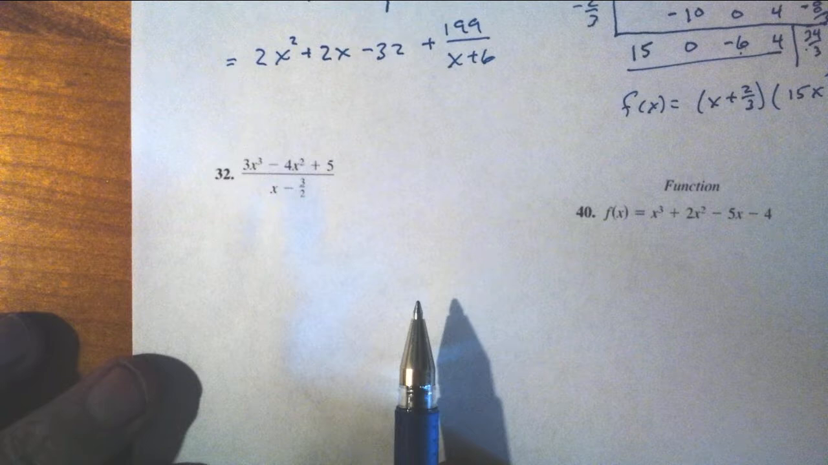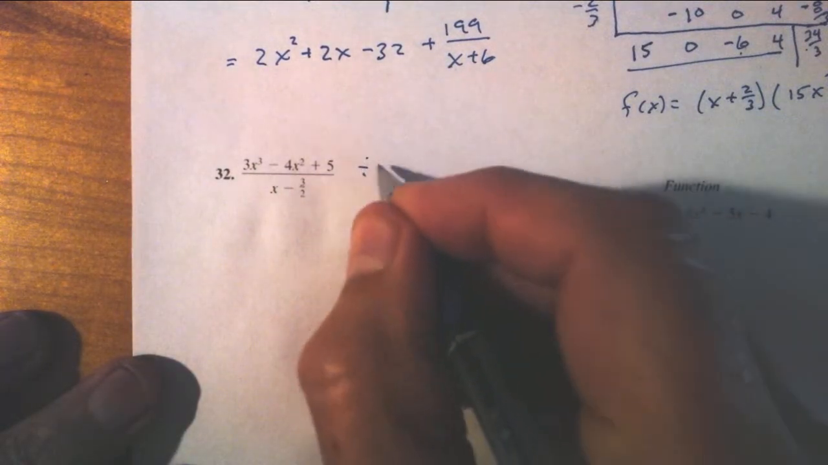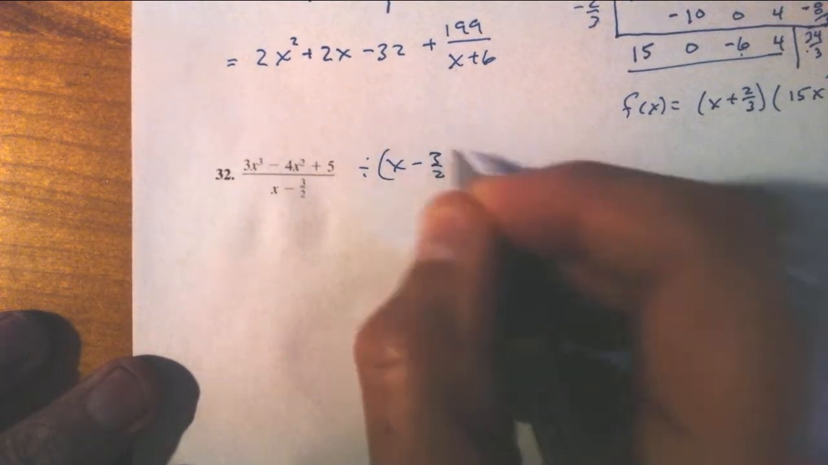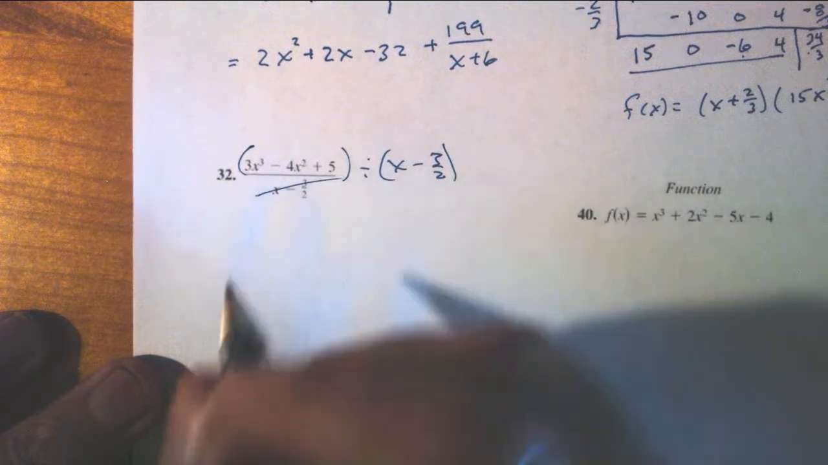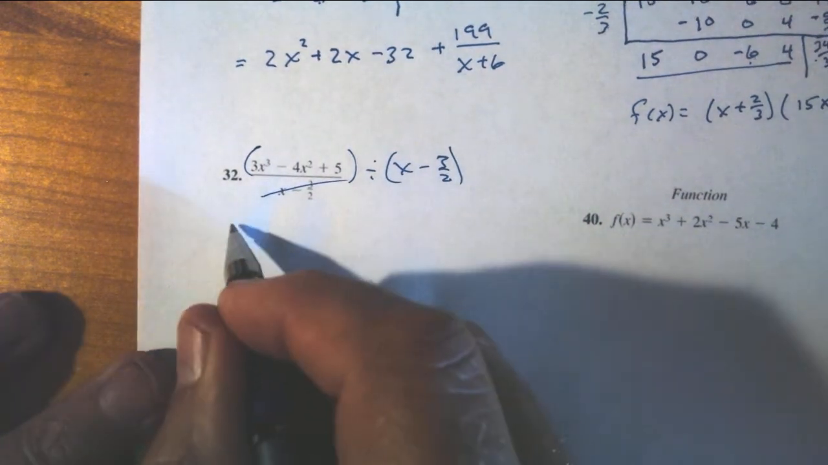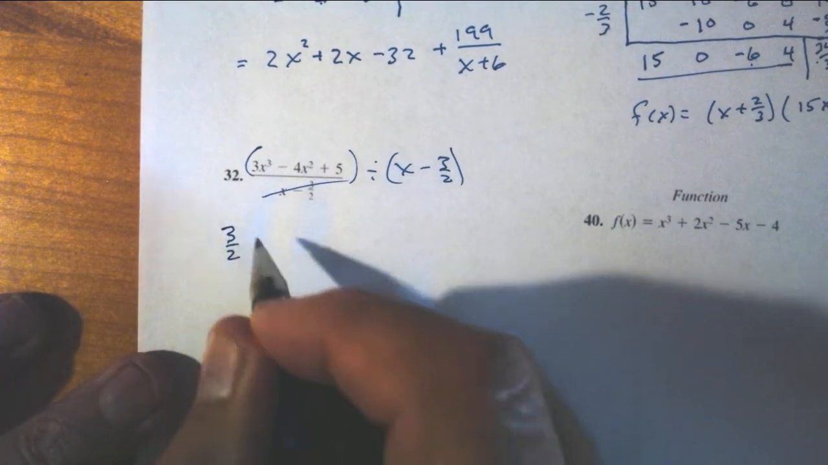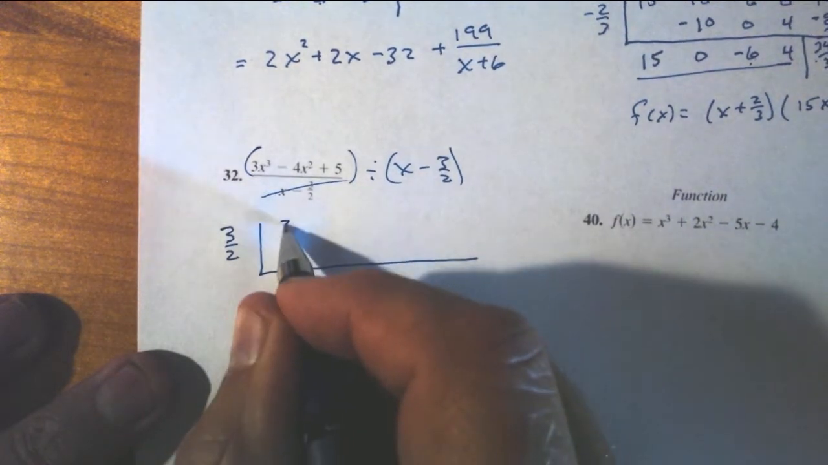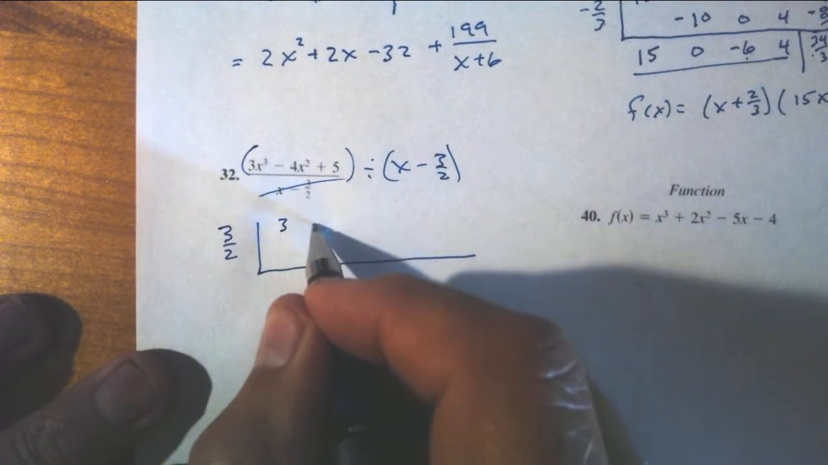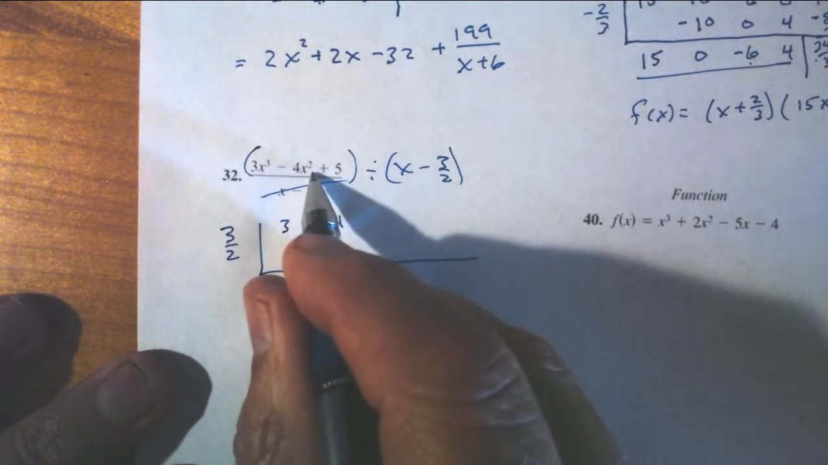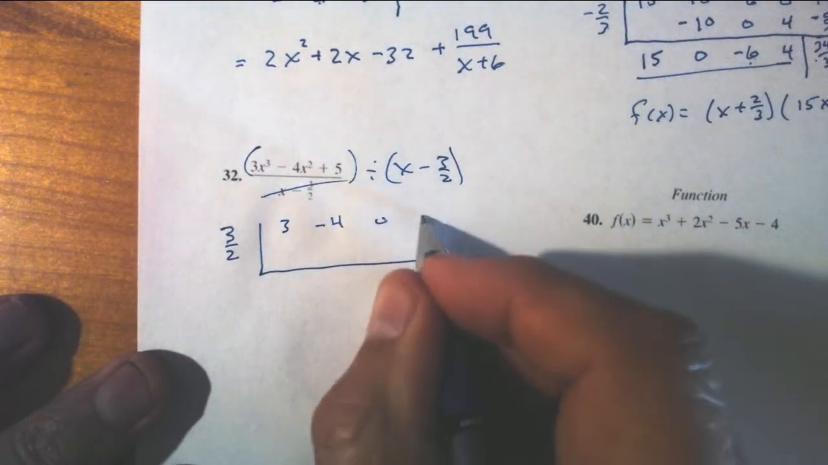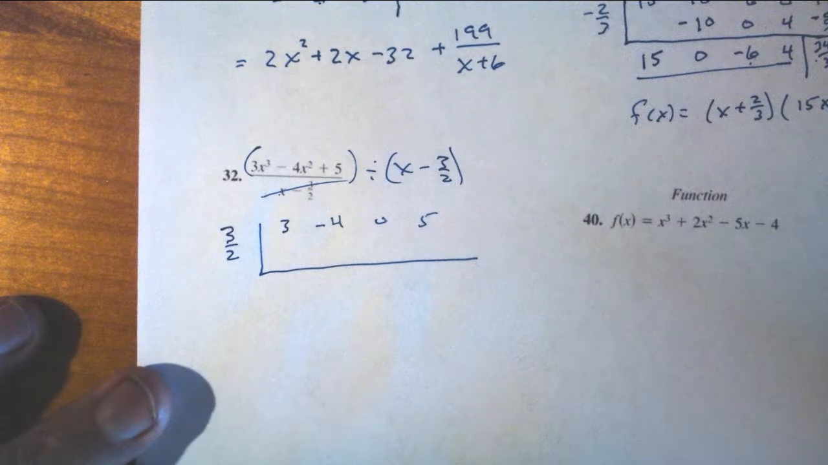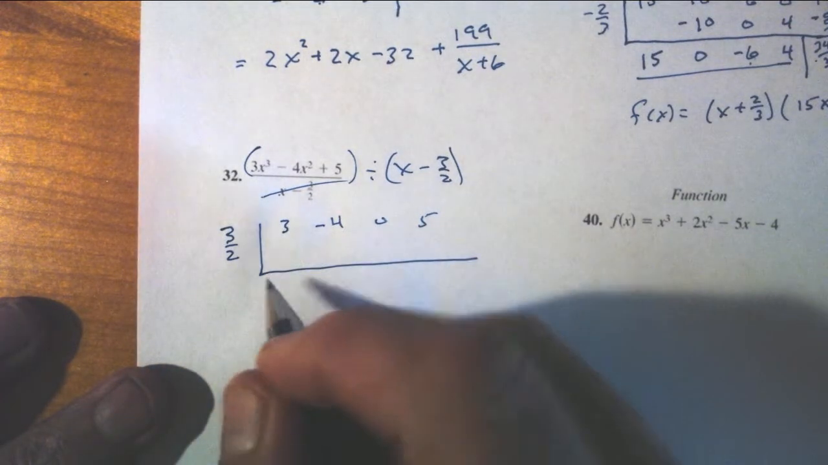So here, this is the same as if it just said divided by x minus 3/2. If it just said this divided by that. So I'm synthetically dividing 3/2 into, careful, 3 cubes, 4 squares, no single x's, and a 5. So just a little fractional issue here.